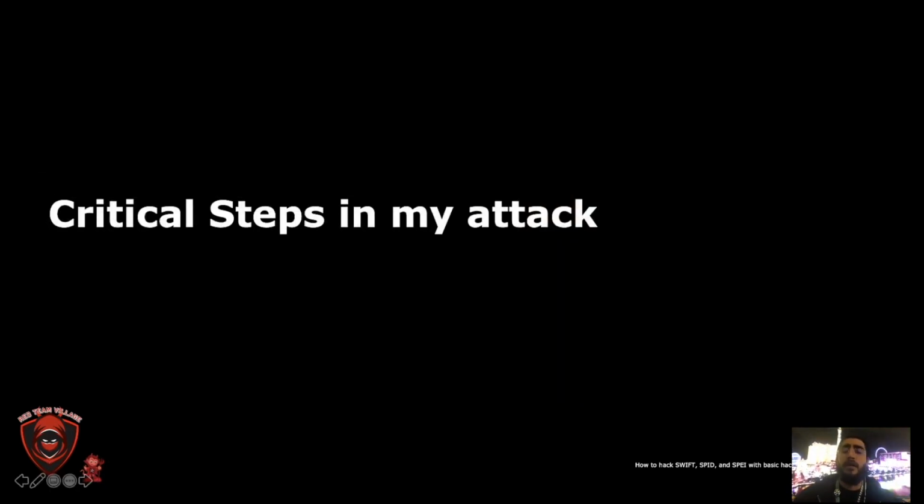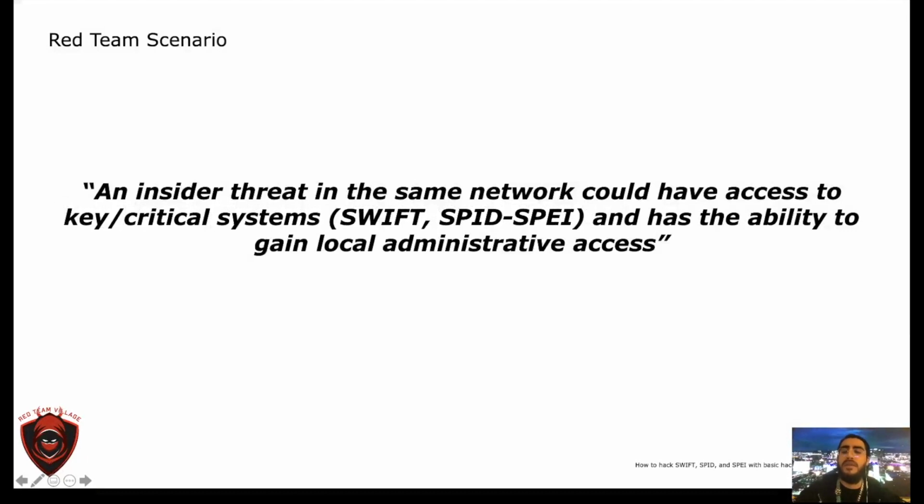We are going to check the critical steps of my attack, and we can draw your own conclusions. Now let's rewind a couple of years before that. A client asked me to perform an assessment, and the scope was, as you might guess, some of the critical systems in their environment: Swift, SPID, and SPEI systems. For the assessment, I need to emulate an insider threat with access through the network and with the ability to gain local administrative access.